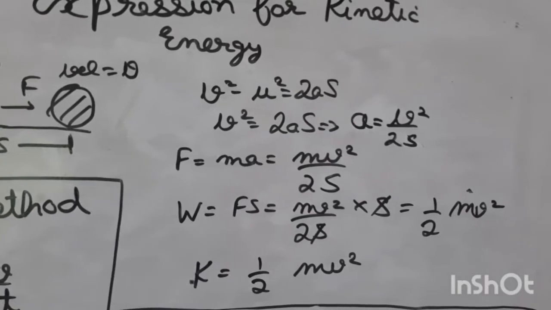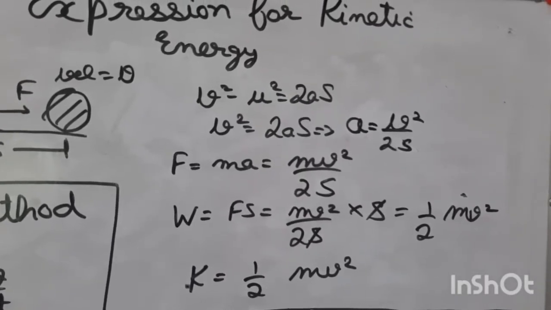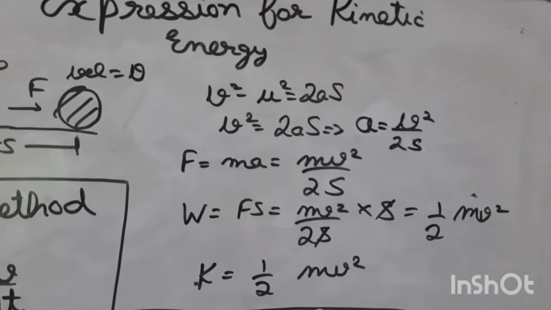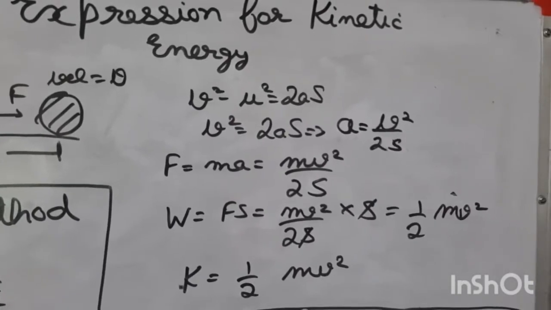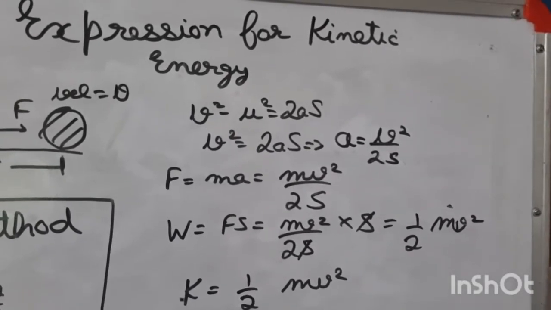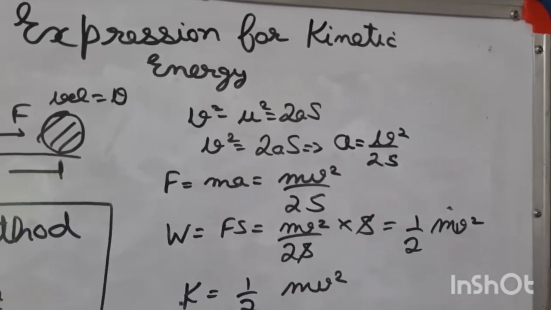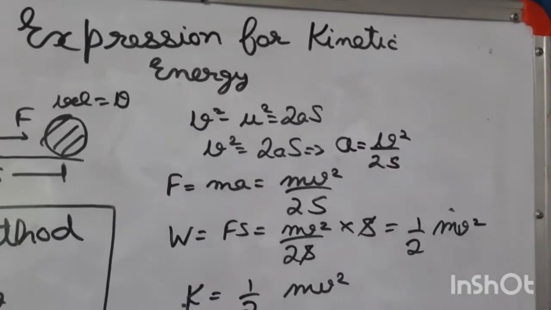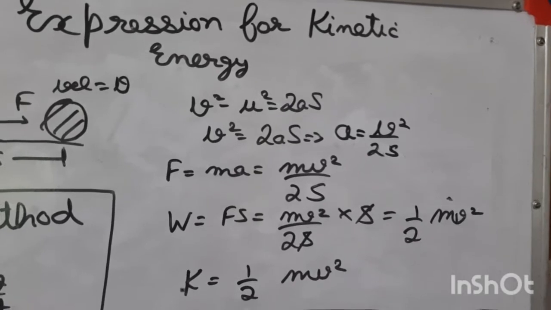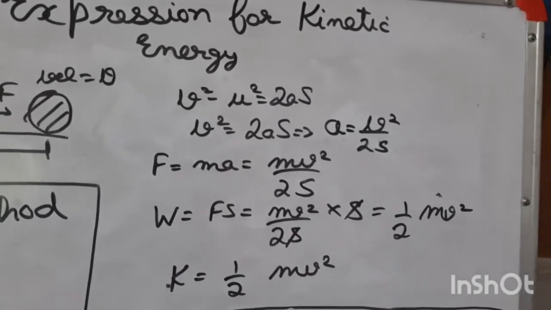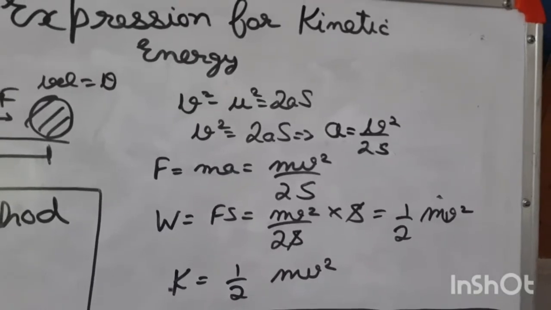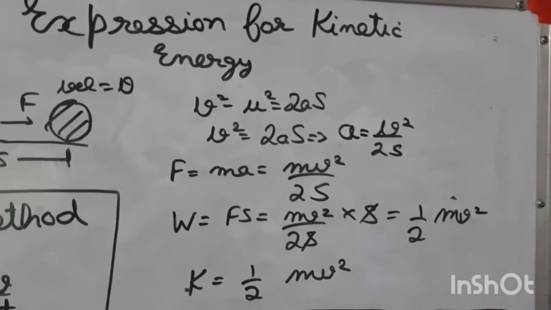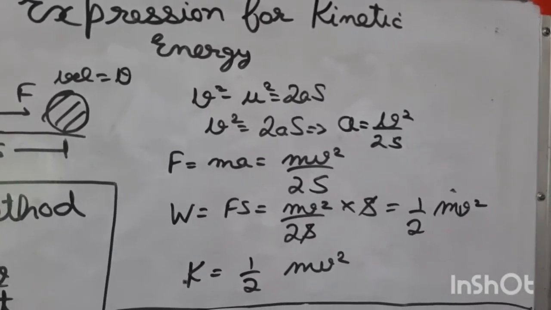Now the work done is equal to force into displacement. So we have mv square upon 2s into s, which is equal to half mv square. Now this work done is the work done during the motion of the particle from rest. So this work done is due to the kinetic energy. So this work done is equal to kinetic energy. So we can write k is equal to half mv square. So the value of the kinetic energy of a body moving with velocity v and having mass m is given by k is equal to half mv square.